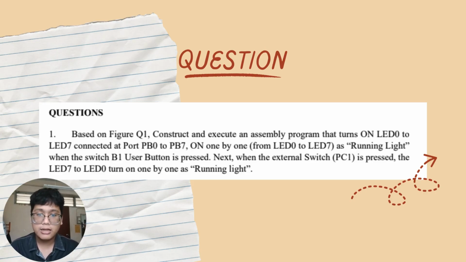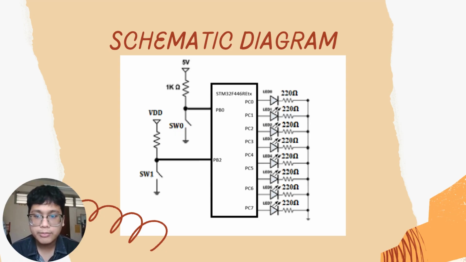This question means when we press the switch B1, the LED will turn on 1 by 1 from LED0 at port PB0 to LED7 at port PB7 as a running light. When the external switch PC1 is pressed, the LED will turn on from LED7 up to LED0 one by one as a running light. Now we move to schematic diagram.